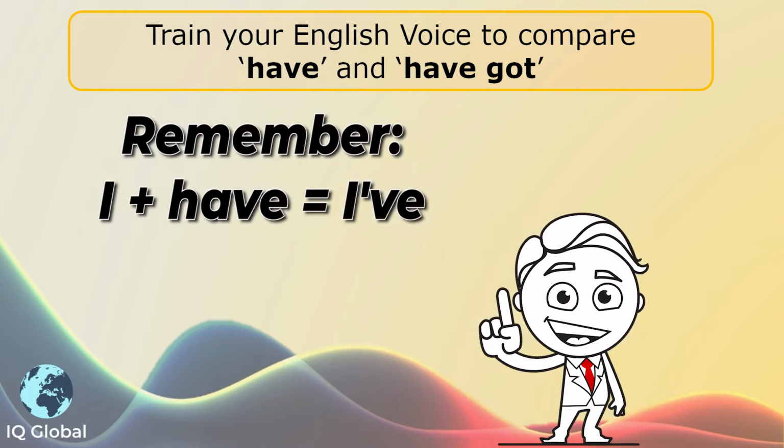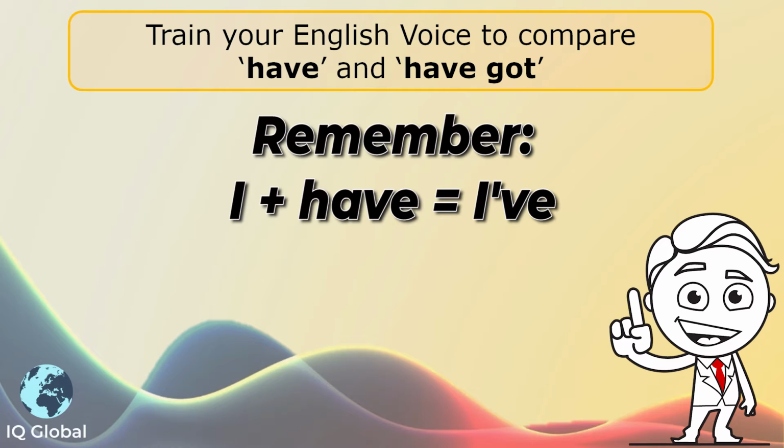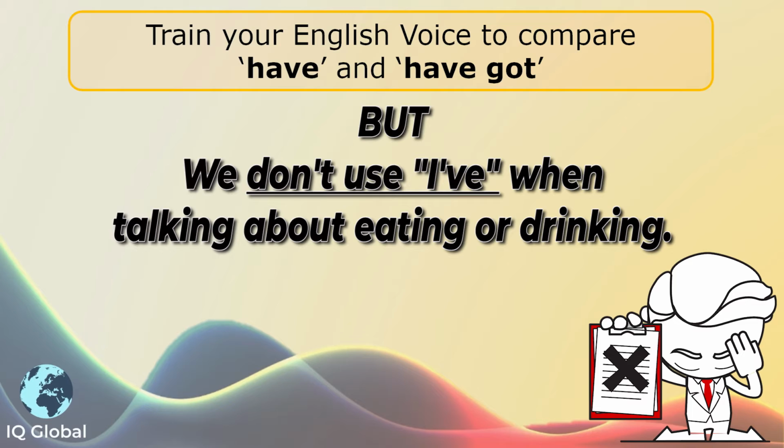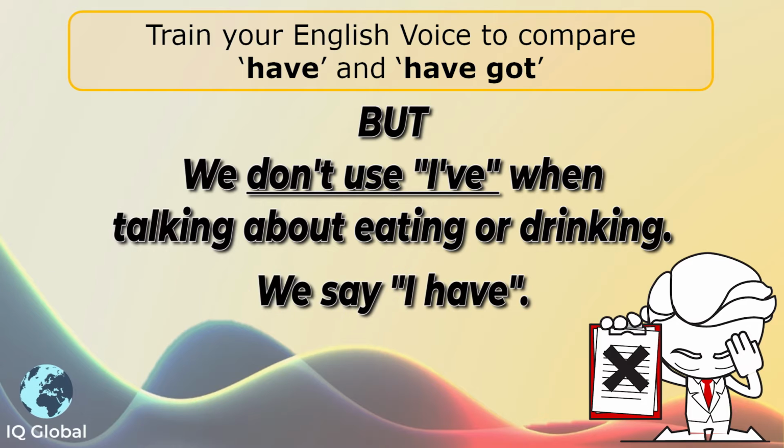Now remember, I plus have together is I've. In these expressions, when we are talking about eating or drinking, we don't use I've. We say I have, not I've, when we're talking about eating and drinking.